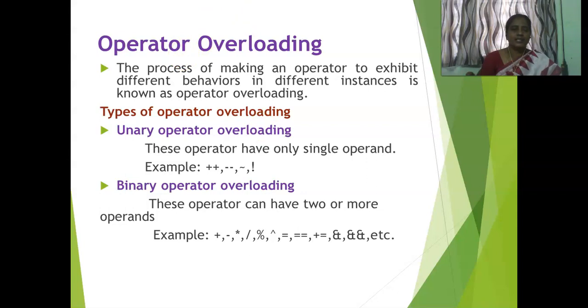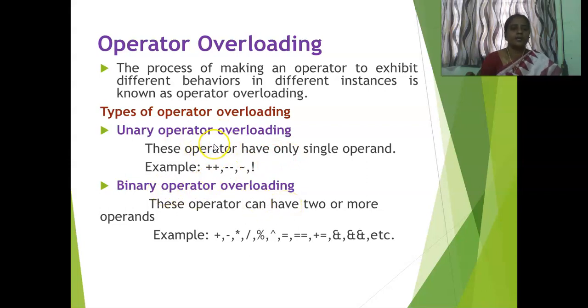And then the second example under compile time polymorphism is operator overloading. The process of making an operator exhibit different behavior in different instances is known as operator overloading. Here we can use the operator to overload for different types. The meaning doesn't change. The types of operator overloading are unary operator and binary operator.